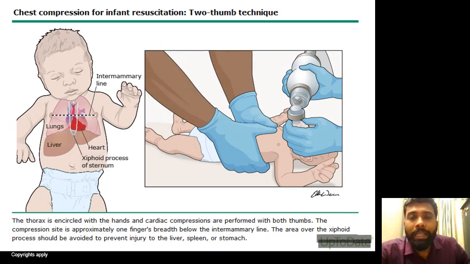And now this is the two thumb technique when there are multiple rescuers available. There also the nipple line is the same. The position where you have to give pressure via compression is also the same. The thorax is encircled with the hands, and cardiac compressions are performed by both the thumbs. The compression site is approximately one finger's breadth below the nipple line. The area of the xiphoid process should be avoided so as to not cause injury to the liver, spleen, or the stomach.